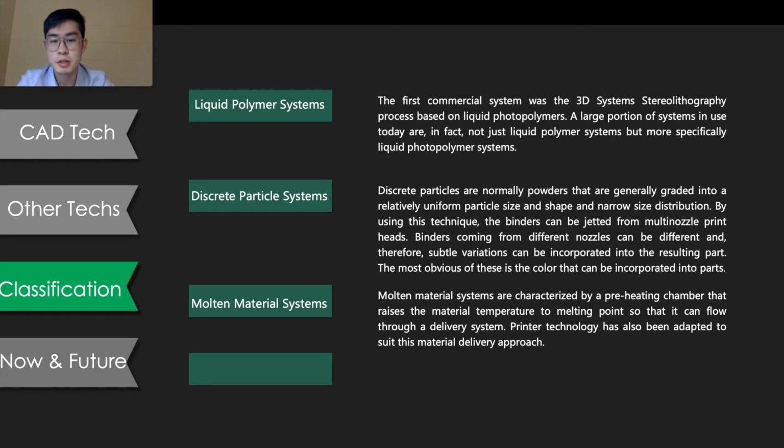Melting material systems. Molten material systems are characterized by a preheating chamber that raises the material temperature to melting point so that it can flow through a delivery system.